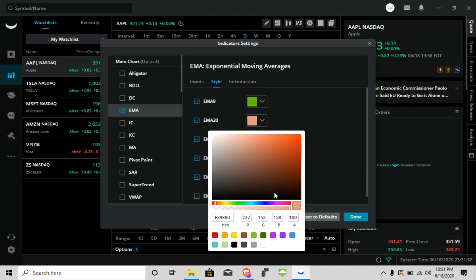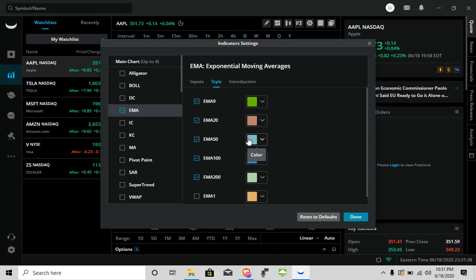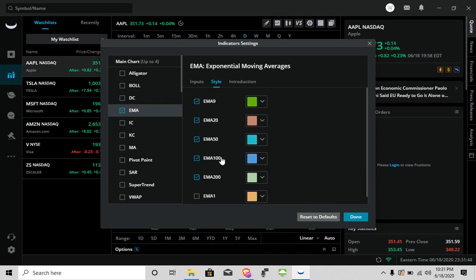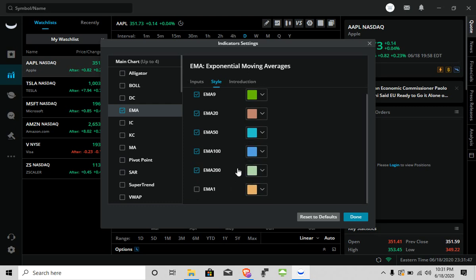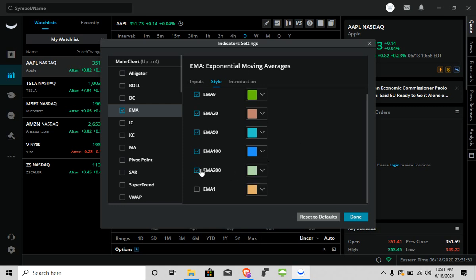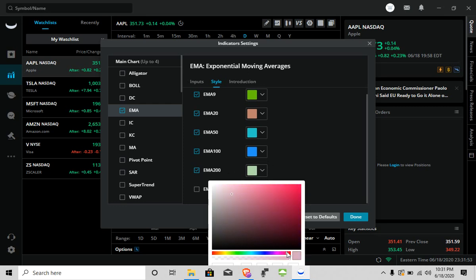And then for the 20, I might use, let's just do a peach. And then for the 50, let's do a little bit of blue. Again, I'm just giving you guys some colors here. And then the 100 will be a little darker blue. And then let's do a little darker here. There we go. And then for the last EMA, I would choose red.